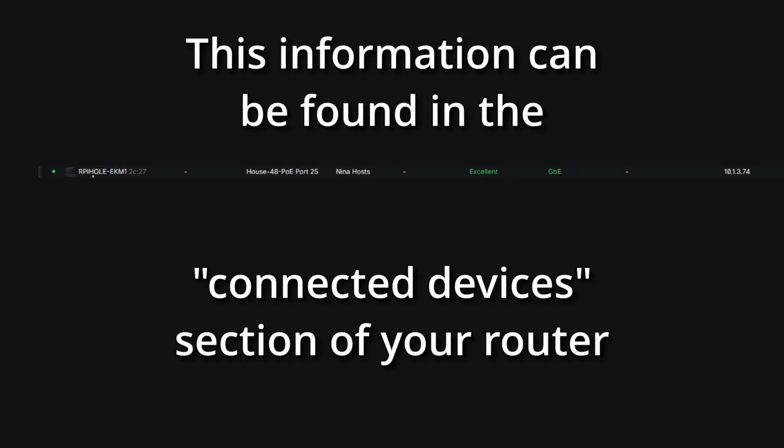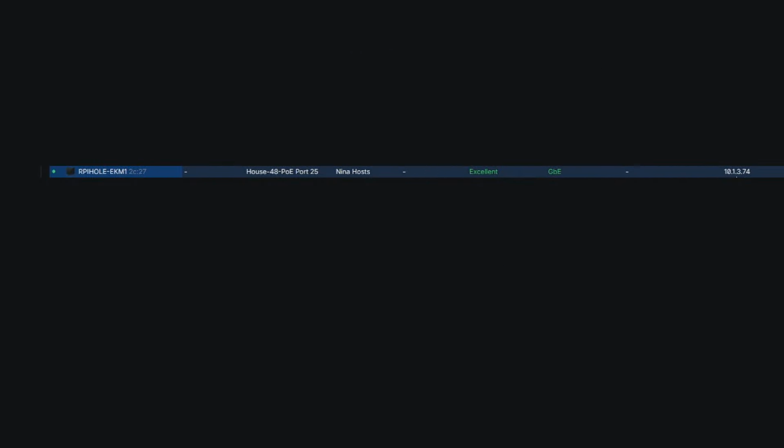If you already have access to your router, which I do in my example, I can switch over to here and see that the name that I've called it, rpiehole EKM1. So this is the one that I am interested in, and it's been allocated an address of 10.1.3.74. Your IP address will be different. It'll be unique to every instance that you do this.